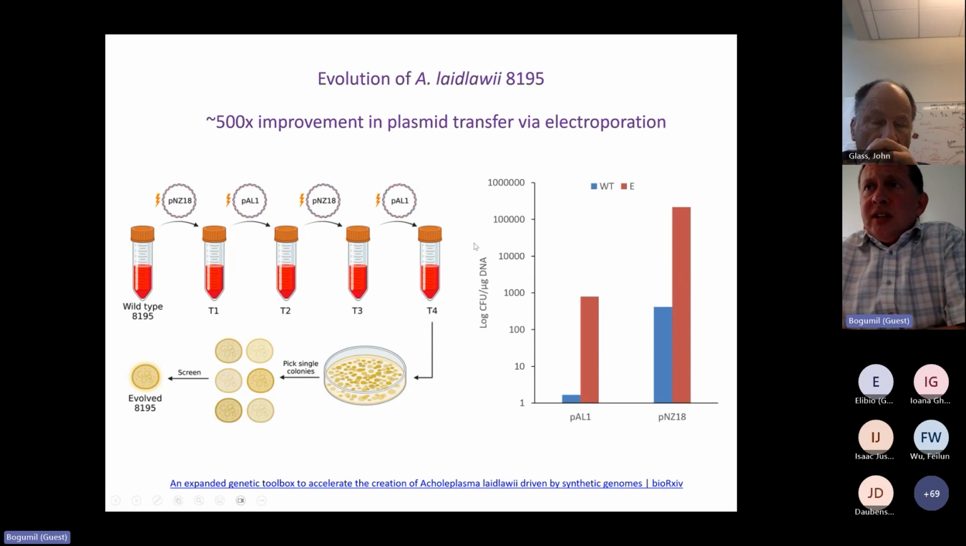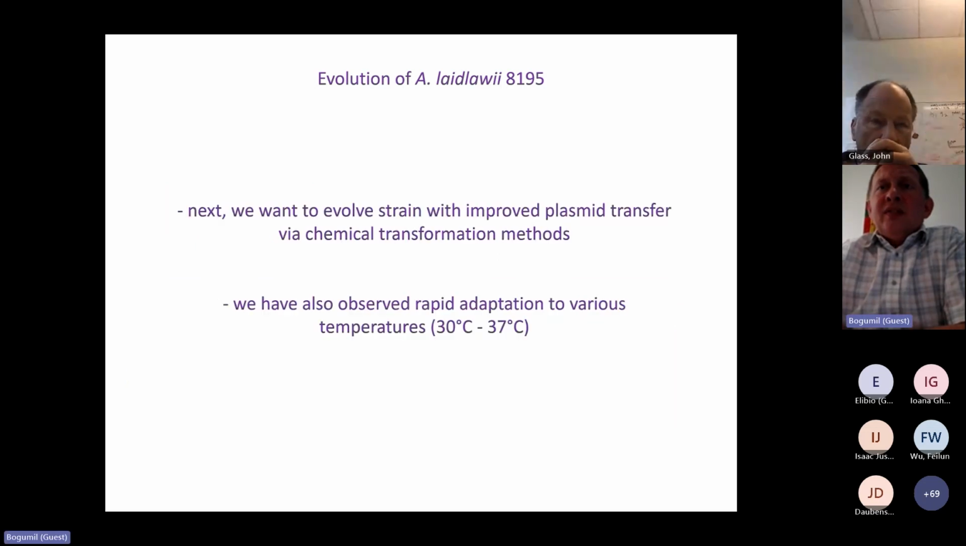This is not the first example. Other people in the past were also able to develop a better transformation strain using such an approach, but that strain seems to be lost, so it looks like we were able to recreate it. In addition to the electroporation, we are doing the same thing, evolving it in different conditions, with PEG and different chemical methods, and we are hoping that we can achieve similar results.